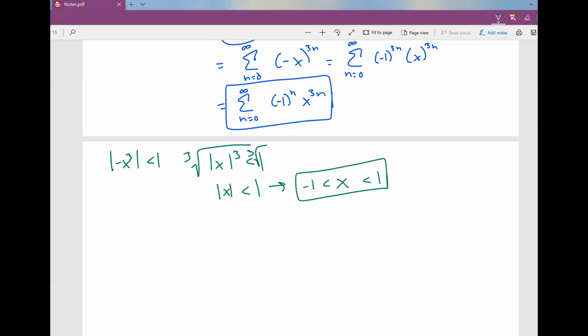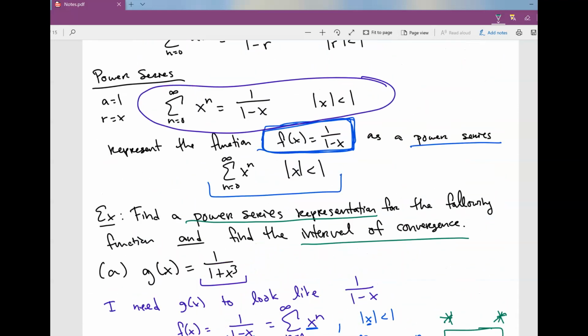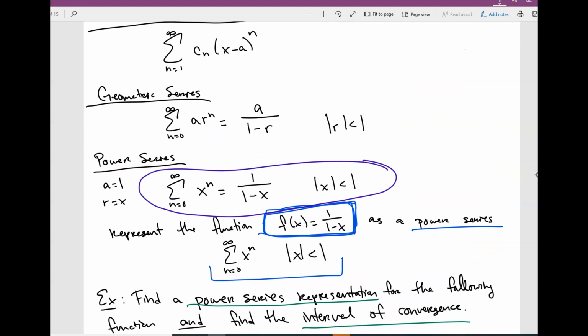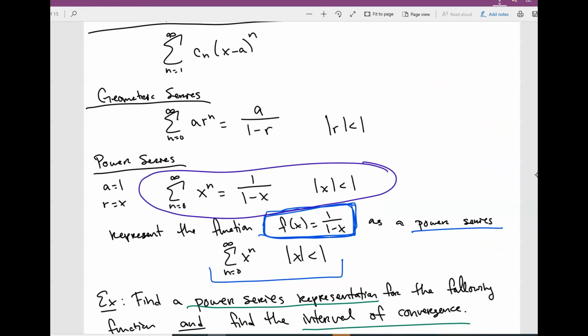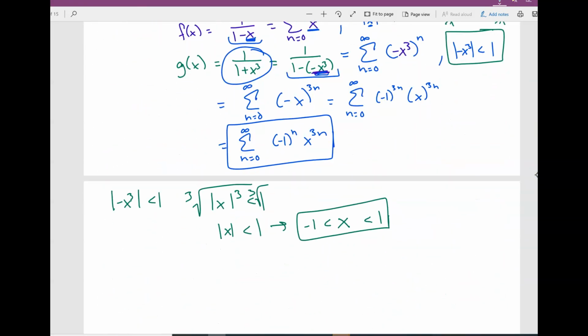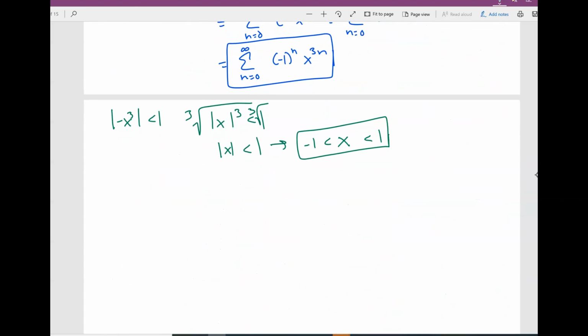Okay, notice that you don't need to check the endpoints because if it equals 1, by geometric series, this is not going to converge. So by geometric series, you don't need to check the endpoints. Okay, all right, and that's going to be your answer.